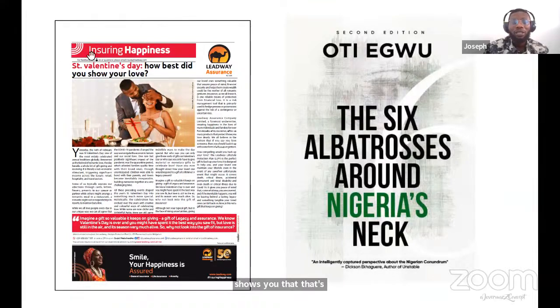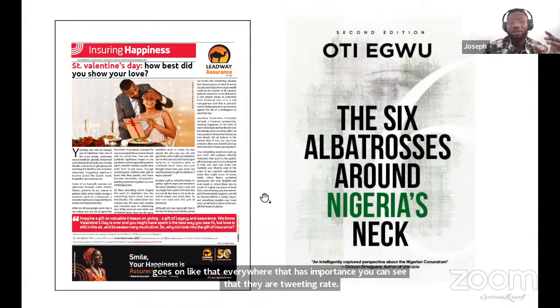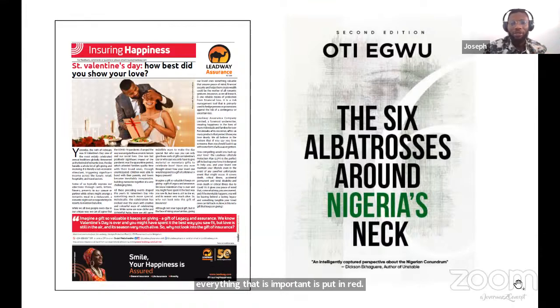Even the first thing you see is what? Ensuring happiness, lead with assurance. Right? So it goes on like that. Everywhere that has importance, you can see that they are put in red. Everything that is important is put in red. See? That's creating emphasis. These are very good. This is made up of columns. These are 4 columns here. And this is a very good composition. Same for the book cover.